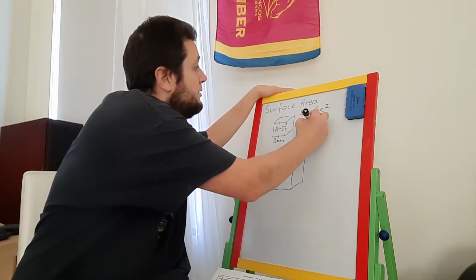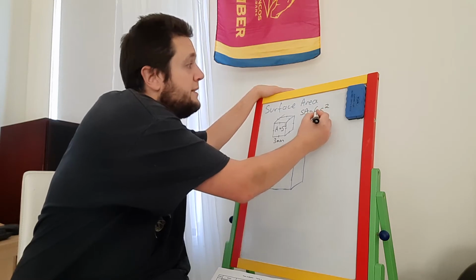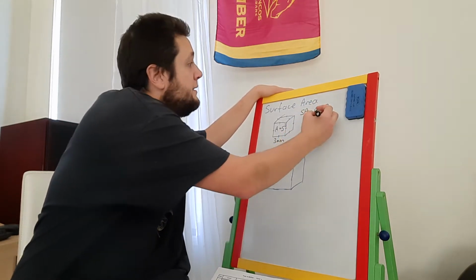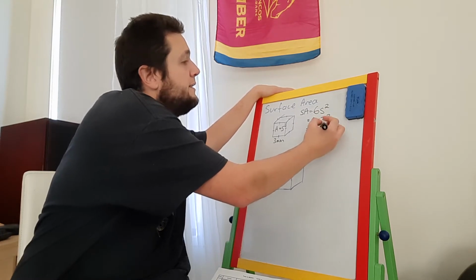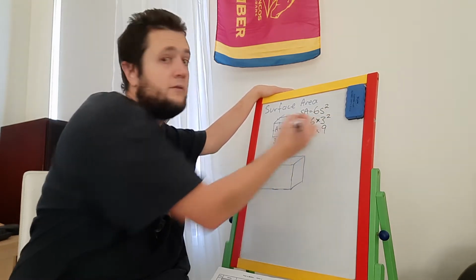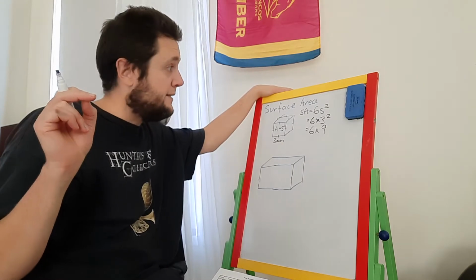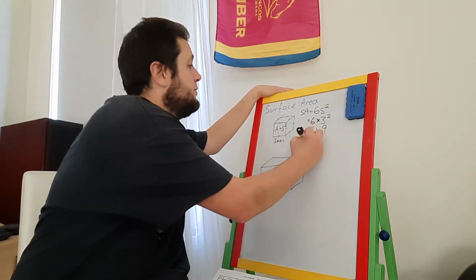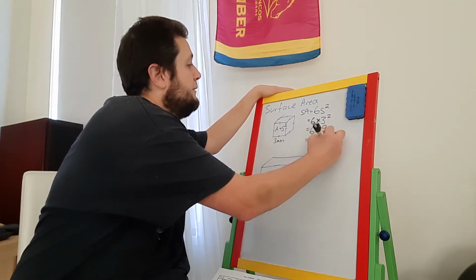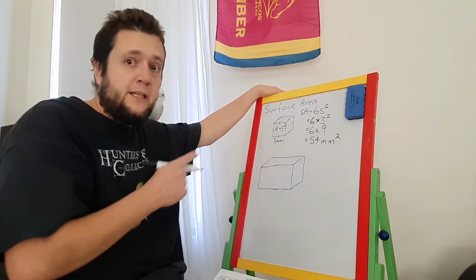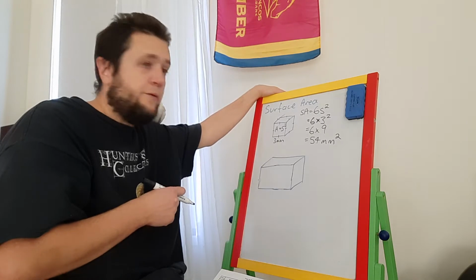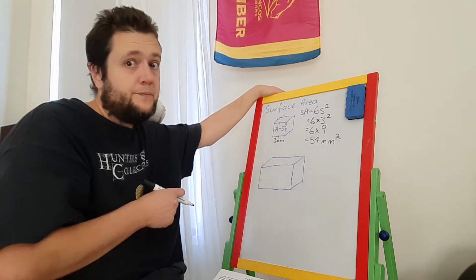So that'll be 6 times. Remember, where you don't see a symbol, it means multiply. So it'll be 6 times 3 squared. Indices first, 3 squared is 9. Remember, squared means multiplied by itself. Then 6 times 9 gives us 54. So you get 54 millimeters squared. If you were to gold plate that cube, you need to cover 54 millimeters squared.